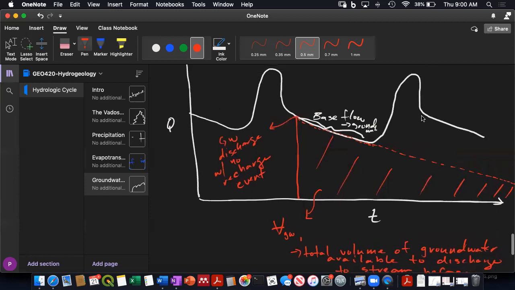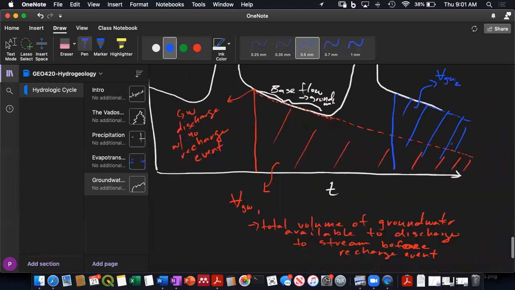All right, and I could come here and look at this being the volume of recharge that is available to discharge after the recharge event. So this, if I extended this line, this would be the volume that I'd have after the recharge event.